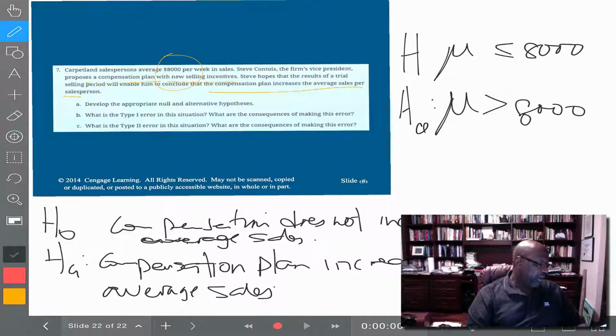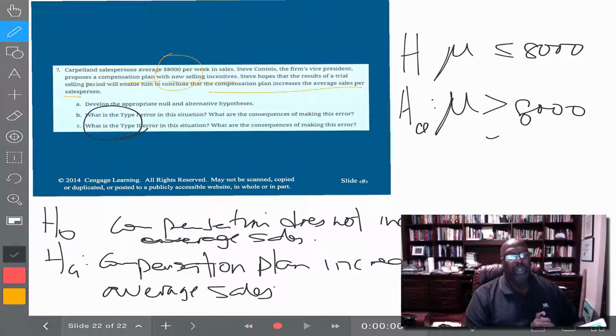What is type 1 error in this situation? So type 1 error in this situation is rejecting the null hypothesis when it is true. That means concluding that the plan increases sales when it does not. Rejecting the null and supporting the alternate hypothesis would be to conclude that it works when it does not. The type 2 error in this case would be failing to reject the null hypothesis when it is false. In other words, you did not conclude that the program actually helps when in fact it does.